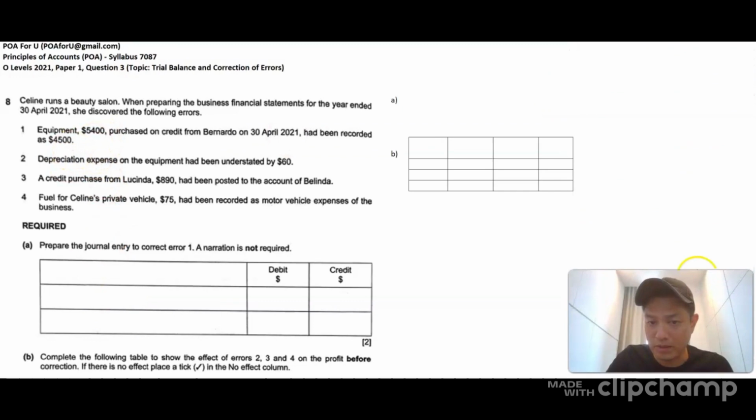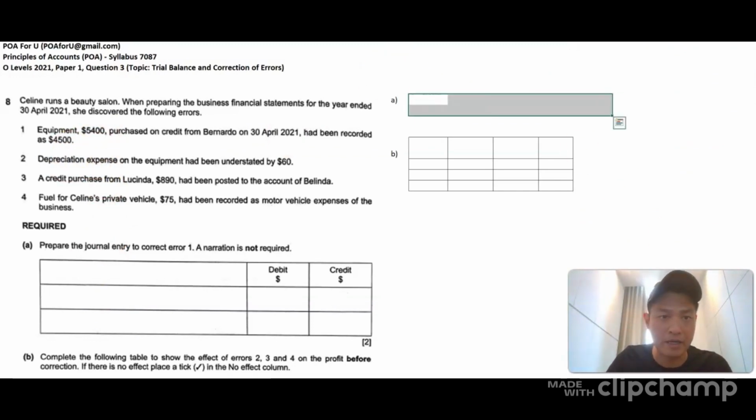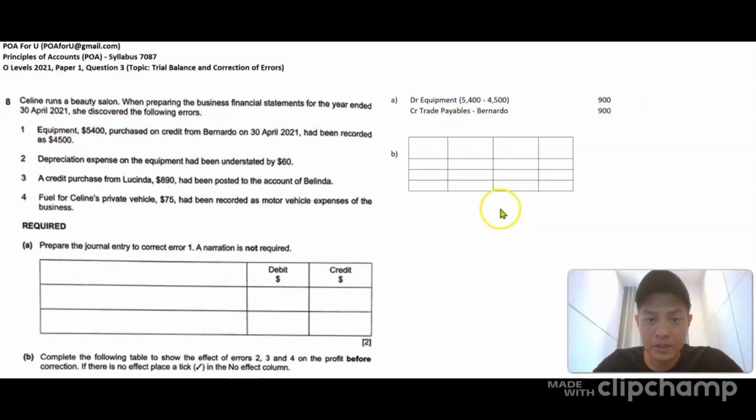So I'm going to move my face down and show you the journal entries that I've prepared here. Okay, so it's debit equipment and credit trade payables of $900, and $900 is the difference. Now, why did I debit equipment and credit trade payables? Equipment is an asset, and assets are debit in nature. When we buy equipment, it means we have more of the asset, and if you want that asset to increase, then it being debit in nature, you would debit that account.